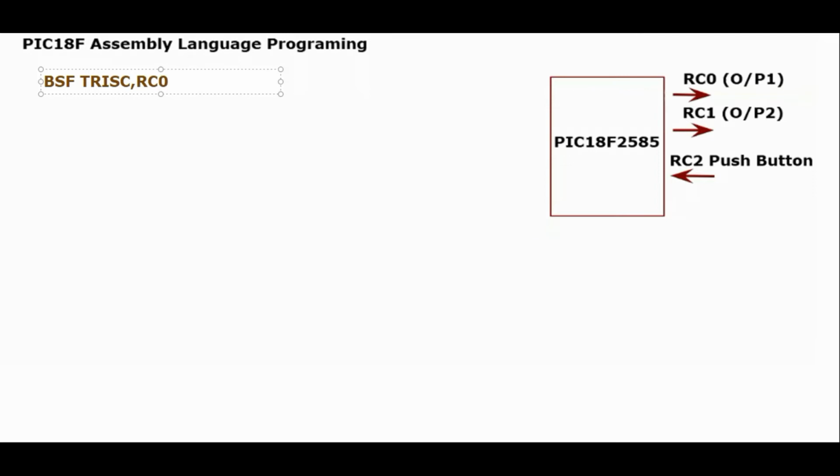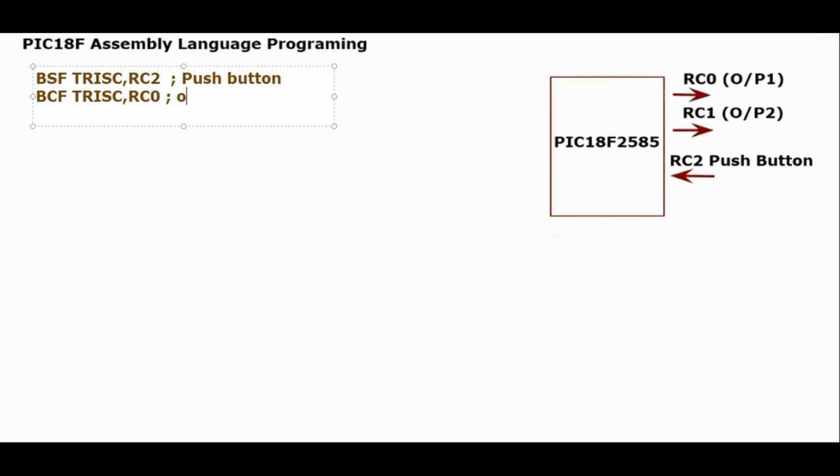So RC2 is input, which is this push button. The next thing I'm going to do is BCF, which means I'm clearing it. Then the file register RC0, which is the first LED or the first output.